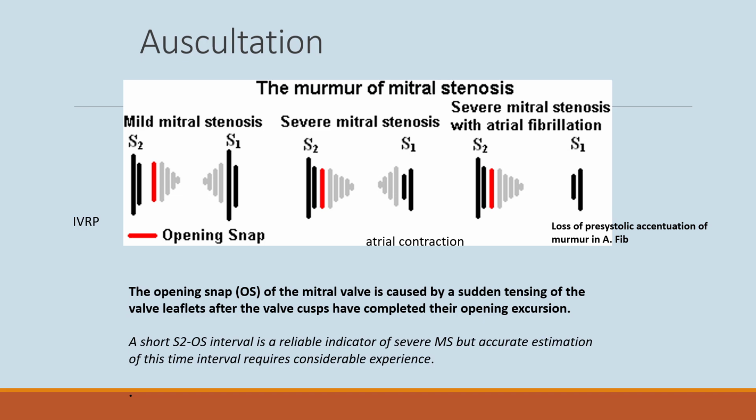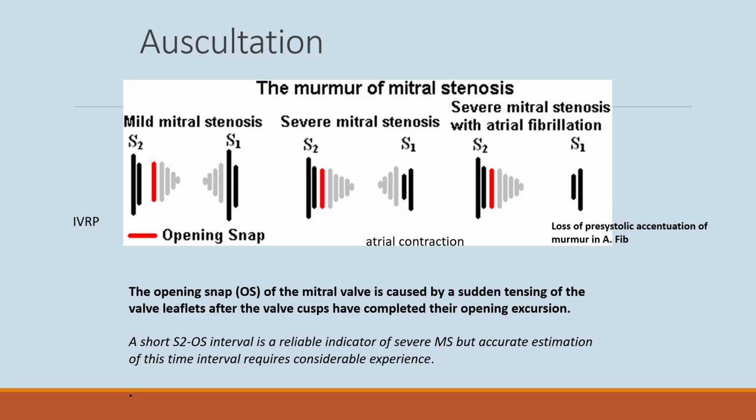Now, what happens with more severe mitral stenosis? If you notice, the red line has come closer to S2. Why is that? Because with severe mitral stenosis, you have a higher left atrial pressure. So the mitral valve is going to open earlier. So the isovolumic relaxation period will be shorter. Why? Because of the high left atrial pressure trying to open the mitral valve. And so you get a shorter S2 opening snap interval.